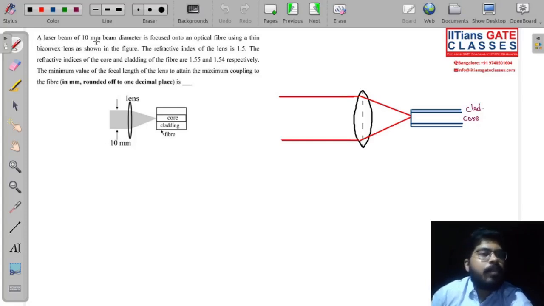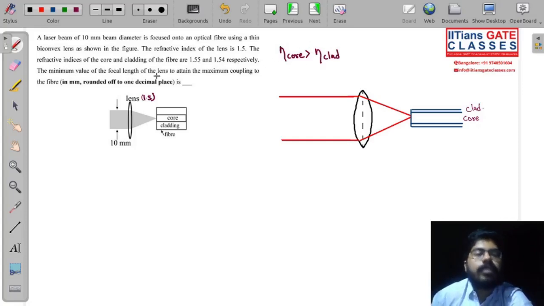A laser beam of 10 mm diameter is focused onto an optical fiber using a thin biconvex lens as shown in the figure. The refractive index of the lens is 1.5. The refractive indices of core and cladding of the fiber are 1.55 and 1.54 respectively. We know for total internal reflection, the refractive index of core should be greater than the refractive index of cladding. Fine, that is maintained here.